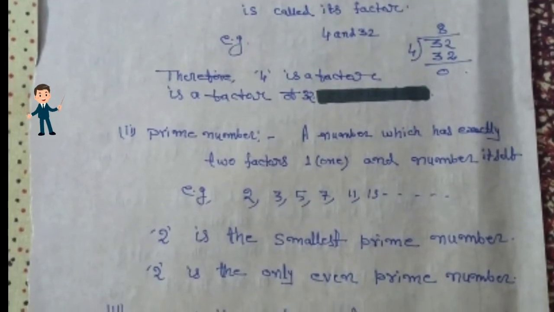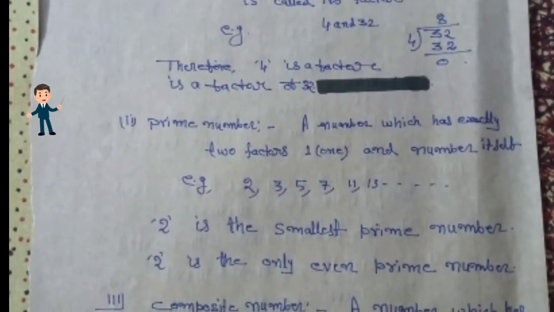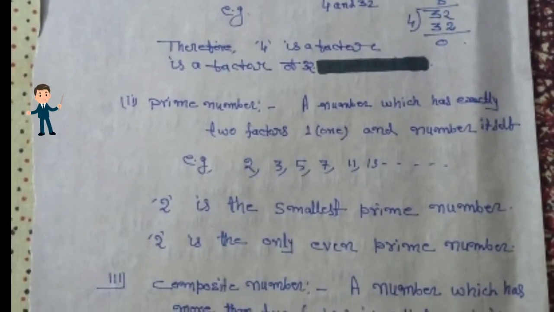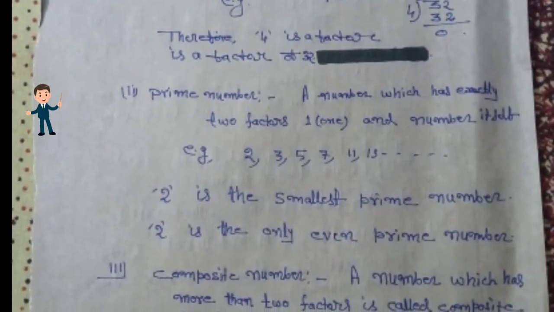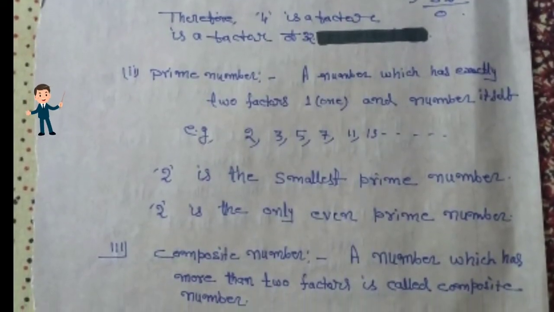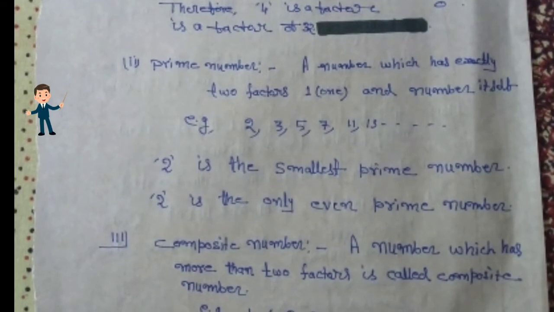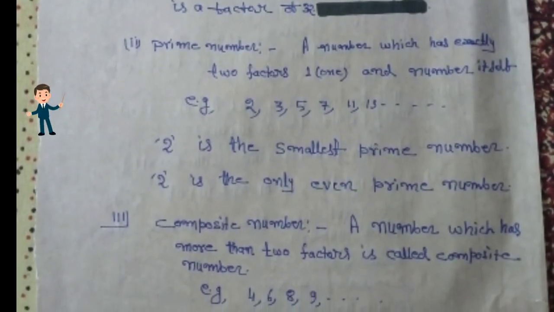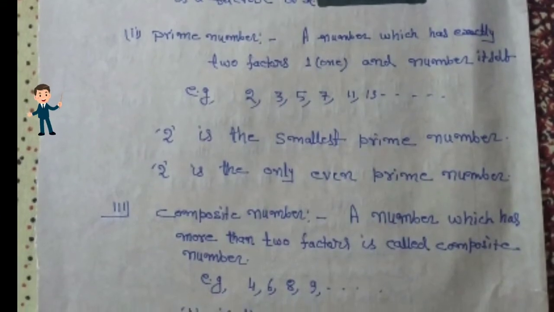Second, prime number. A number which has exactly two factors, 1 and the number itself, is called a prime number. Example: 2, 3, 5, 7, 11, 13. And 2 is the smallest prime number. And 2 is the only even prime number.